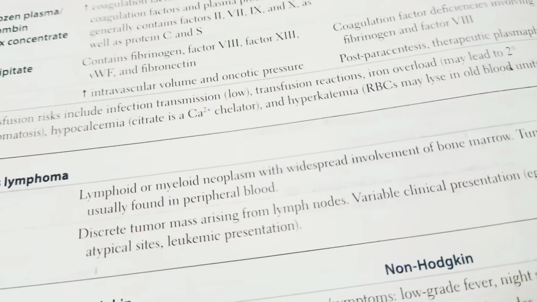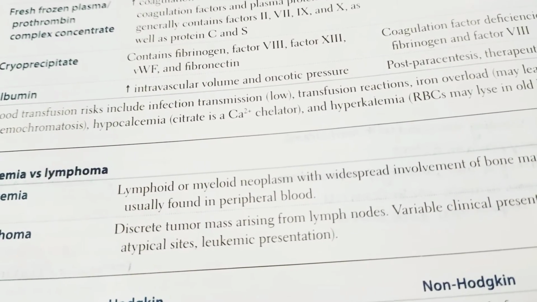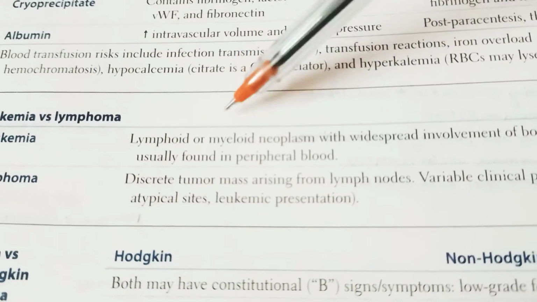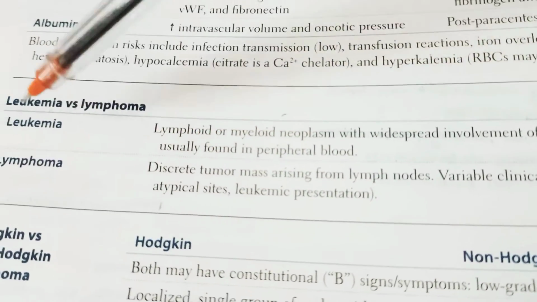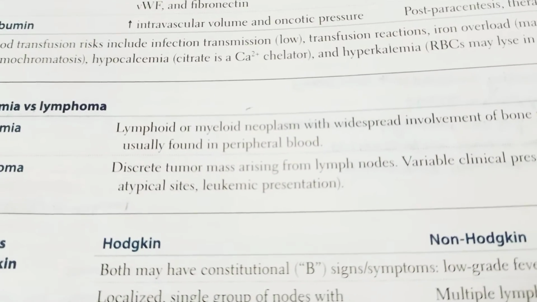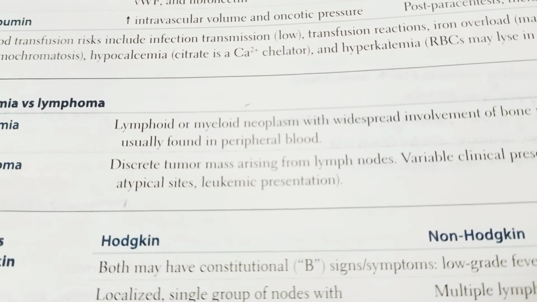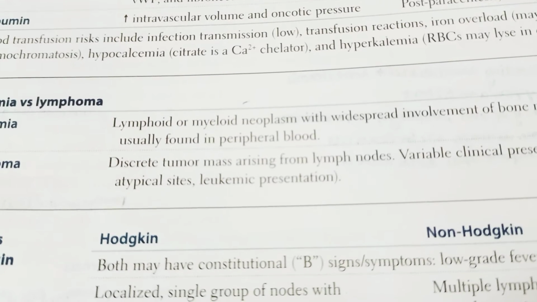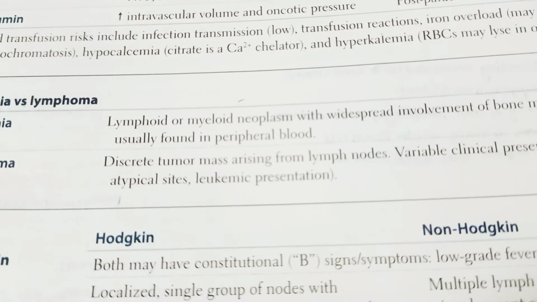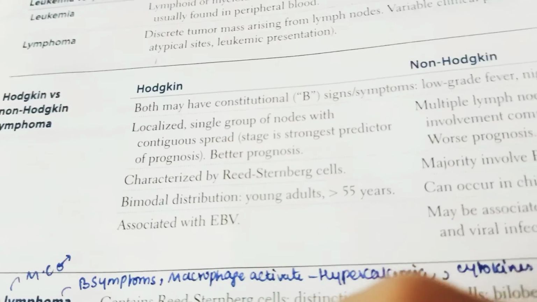Variable clinical presentation arising in atypical sites, because lymph nodes are present throughout the body, anywhere it may occur, and it may also show a leukemic presentation. Here you can see lymphoid or myeloid neoplasm. Lymphoid in leukemia means it may involve T cells, B cells, or plasma cells. Myeloid leukemia means it may involve granulocytes, or platelets, RBCs, anything. Okay, so now coming to Hodgkin and non-Hodgkin lymphoma.